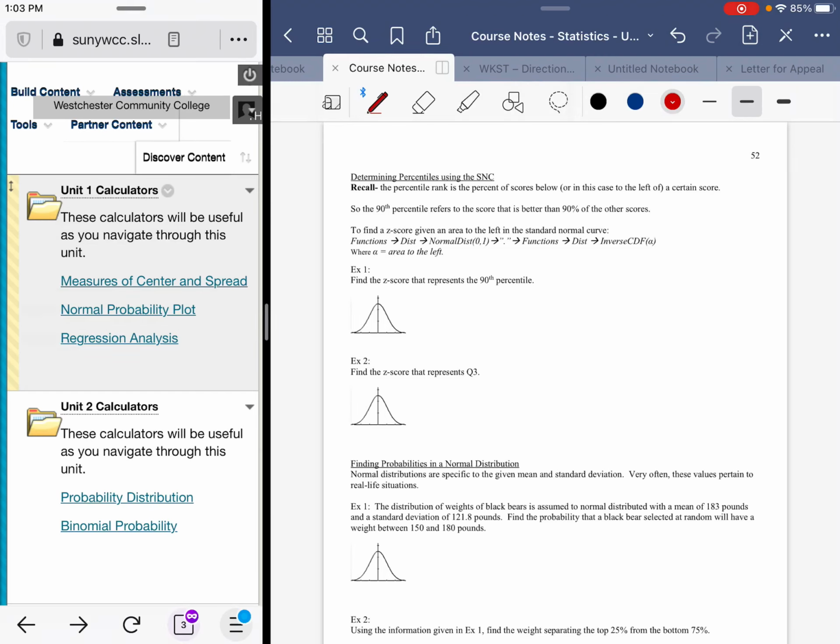So we're looking at page 52 in the Unit 3 packet. We're learning about percentiles using the standard normal curve.